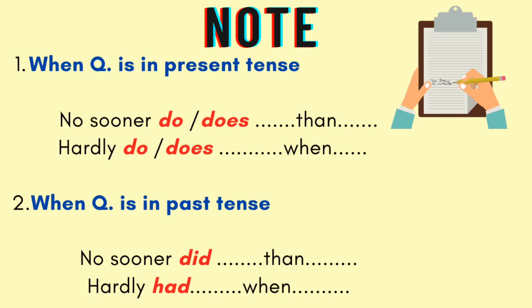Please note that when the question is in present tense, we use do or does with no sooner and hardly. And when the question is in past tense, we use did with no sooner and had with hardly. You generally get questions in past tense in your board examinations.